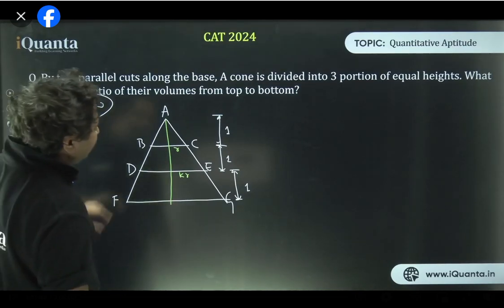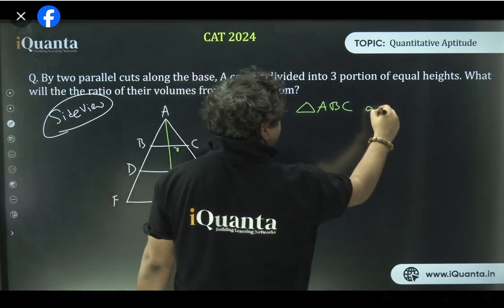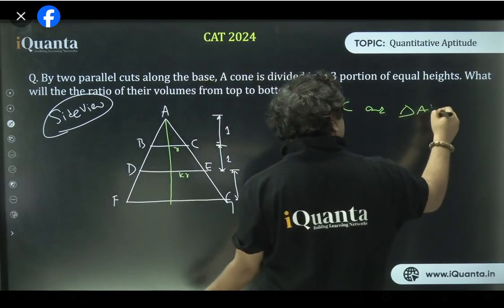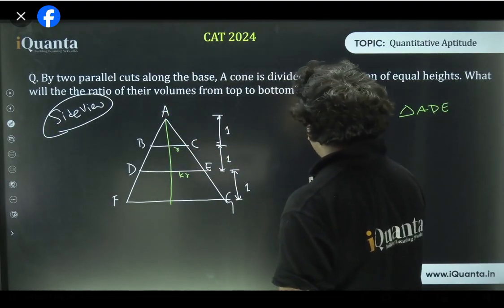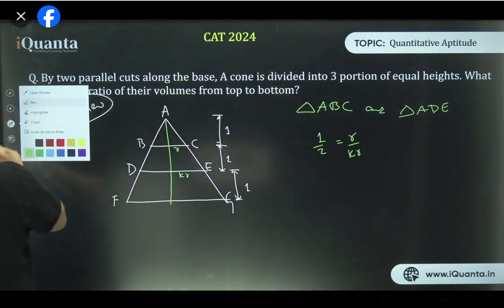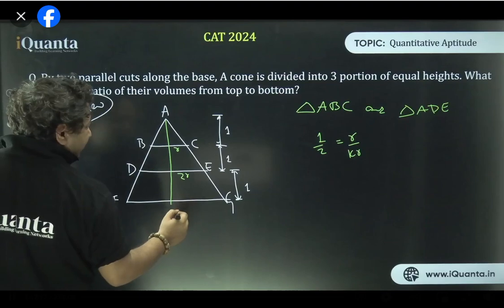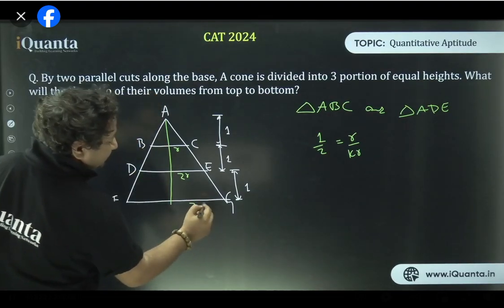Tell me something by similarity. In triangle ABC and triangle ADE, this height upon height, it is 1 upon 2, must be equal to R upon KR, which means K is 2, isn't it? So let me replace K with 2. So this becomes 2R, and this one becomes, ये कितना हो जाएगा? This upon this, 3R. Is that clear?